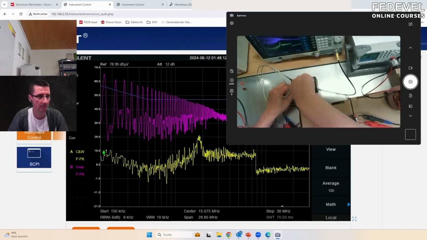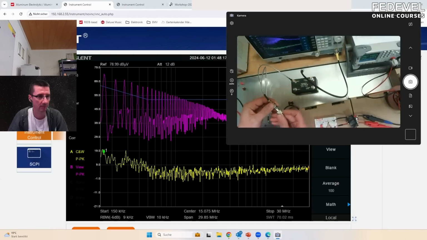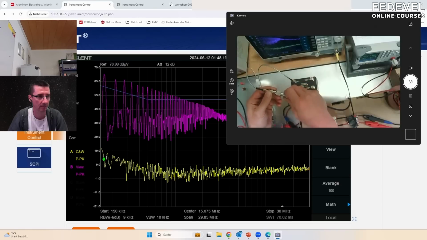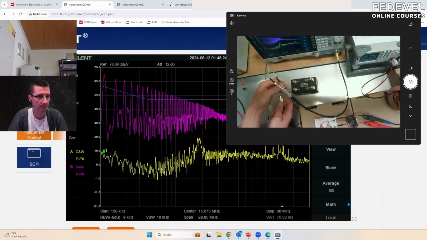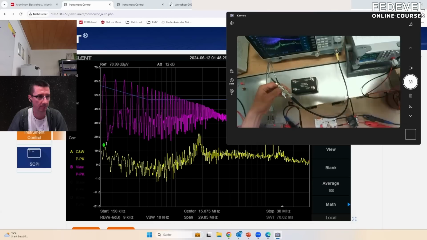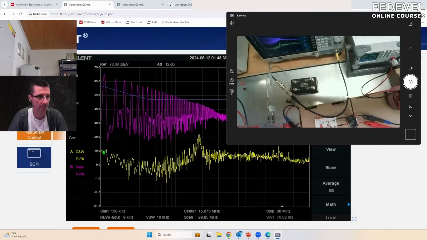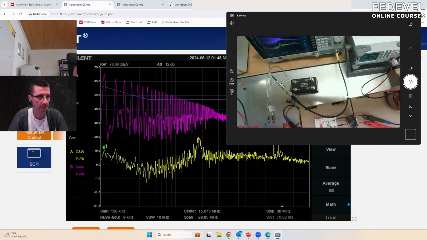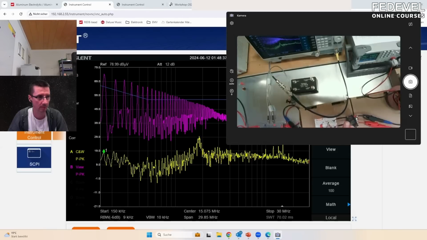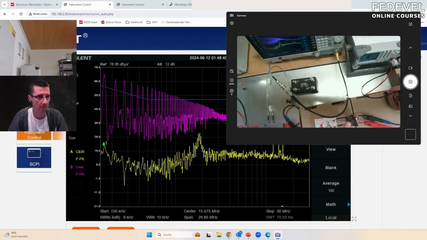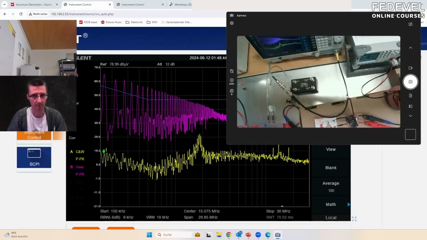as it was at the beginning, so we have here this connection, and this one is terminated. What we now see at the yellow is not the differential mode anymore, it's the common mode, and you can very easily see it when I come close with my hand. It's going up, again because the differential is now very low.